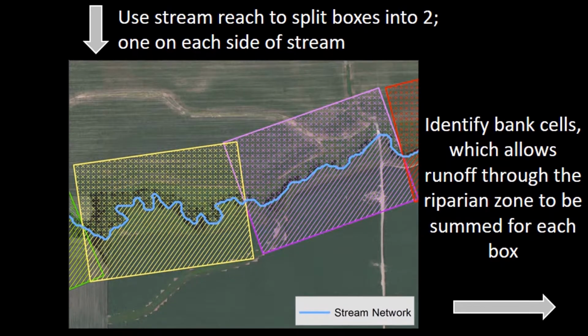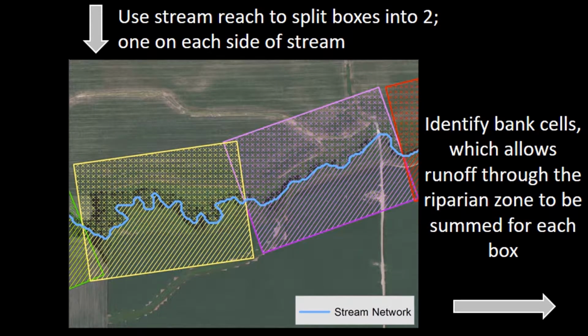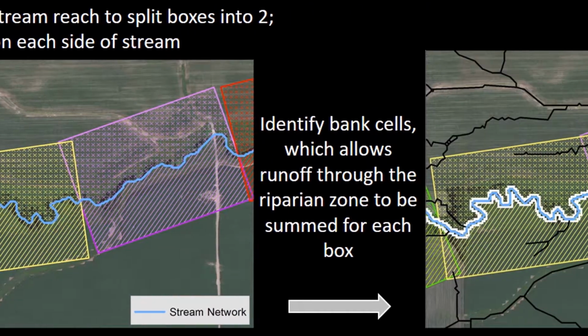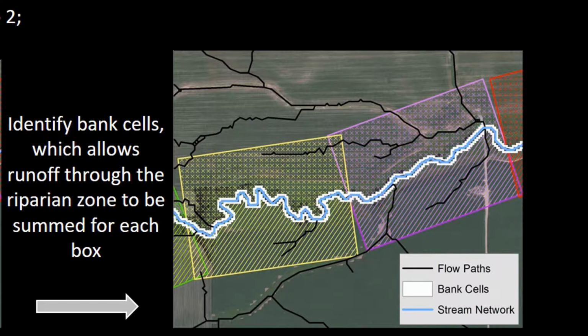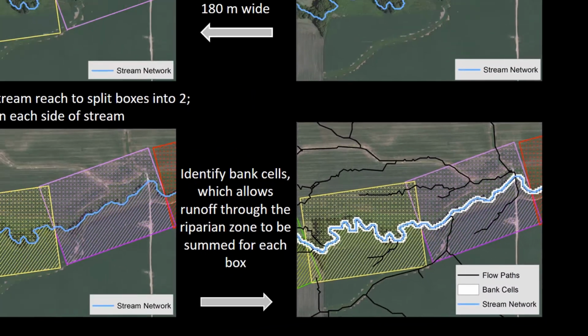The boxes are then split by the stream reach, so they become approximately 90 meters in width on either side of the stream. And then bank cells are used to calculate runoff into each box.